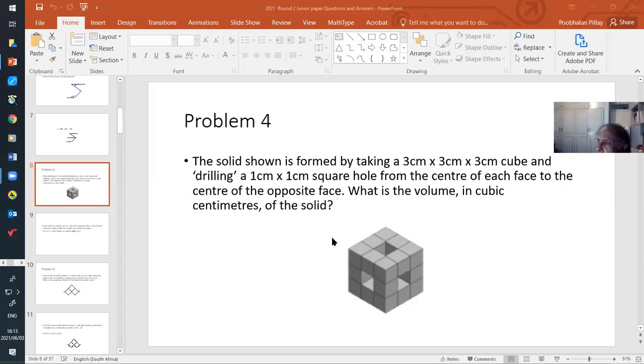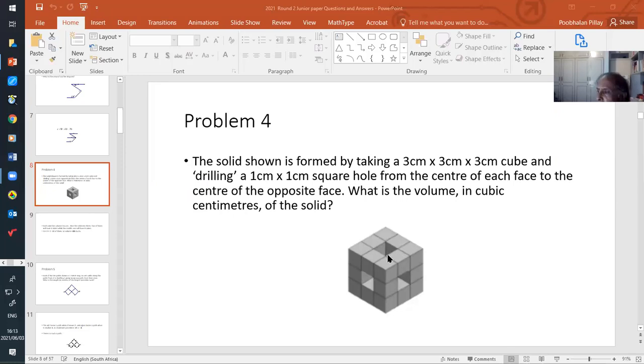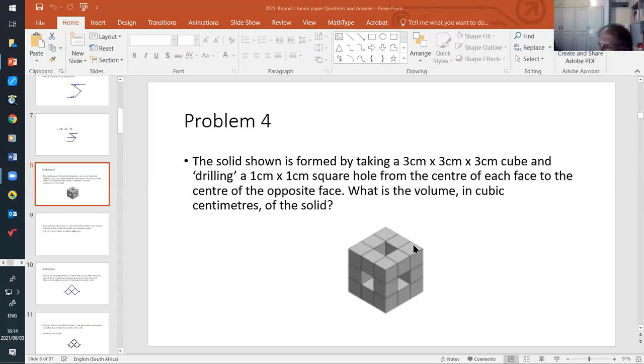The question here is what is the volume of this shape here? It's a 3 by 3 by 3 cube. All right, and each one is a 1 centimeter by 1 centimeter square. So it means that all these cubes, 3 by 3, have got dimensions 1 by 1. Okay, so all the sides are 1 in each cube. So each cube is 1 cubic centimeter. So we need to count how many cubes there are in this picture here, which has got holes dug through the sides up to the opposite sides.